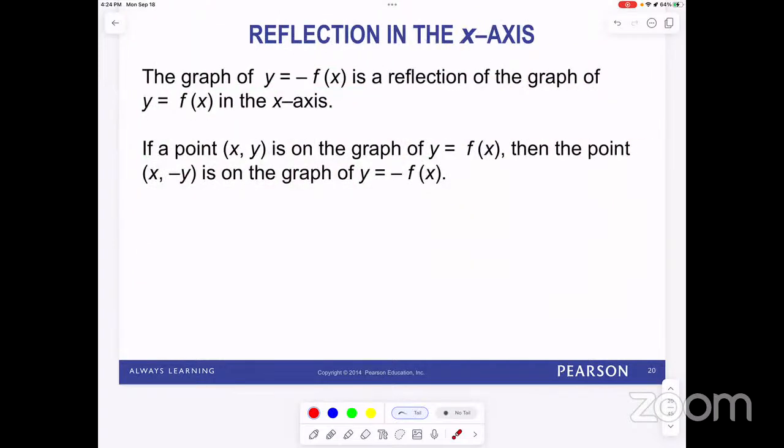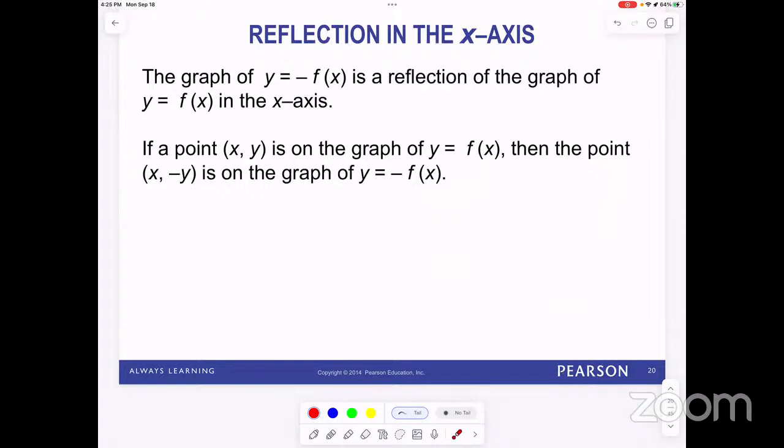So we've seen, I think, at least 4 transformations. 2 were outside, 2 were inside. Outside manipulations cause the vertical change, and they follow our intuition. Inside manipulations cause a horizontal change, and they're typically the reverse of our intuition. So let's see what happens here. Here we have the graph of y equals negative f of x. This is going to be a reflection of the graph of y equals f of x in the x-axis. If a point x comma y is on the graph of y equals f of x, then the point x comma negative y is on the graph of y equals negative f of x, all right?